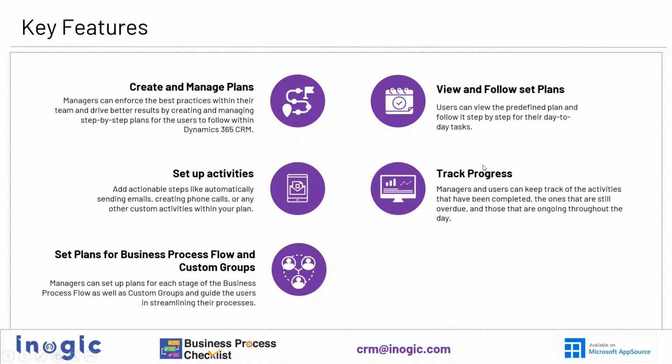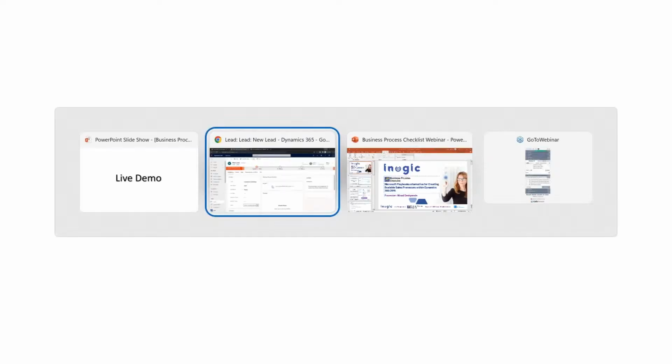Not only that, both the managers and the users can track the progress of activities throughout the day. This means they can stay updated on completed tasks, the tasks that are still overdue, and ongoing activities, enabling better visibility and accountability. With that, let me just deep dive into the live demonstration of the business process checklist solution. Now, to do that, let me switch from my PowerPoint presentation to my CRM window.